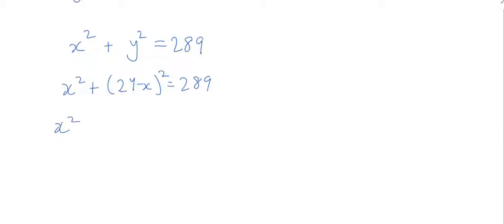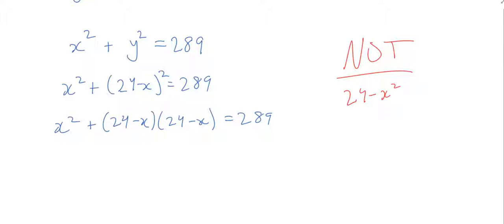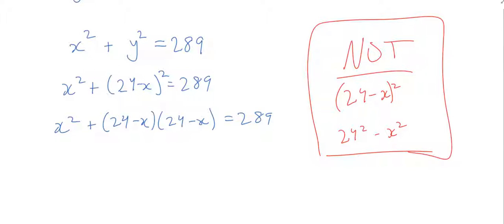Very nice. And this, I'm going to do the long way. You wouldn't have to, but some of you will like to. 24 minus x all squared is not 24 squared minus x squared. That's what some people would do. That is never how you do it. Never ever do that. You don't square the first term and square the second term. It's two brackets multiplied out.